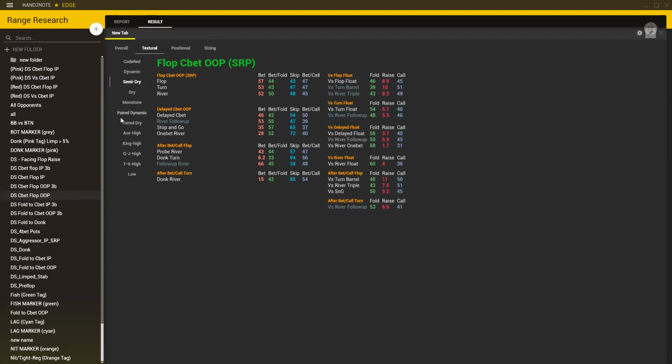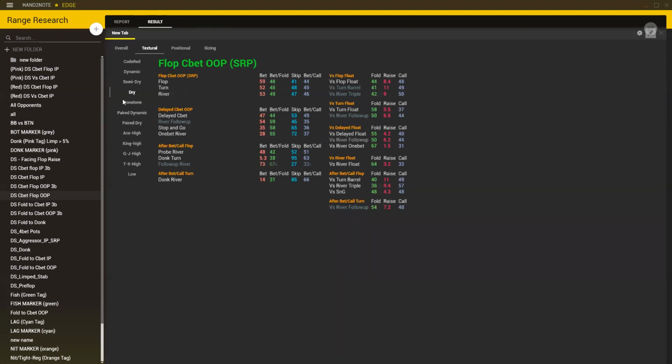Dynamic, similar kind of thing. Semi-dry, it's not good for the PFR, but specifically in turn float bet, that means that it's actually better for us. So if it's a flop that's good for the PFR and they don't barrel, then it turns into a situation that's good for us. Hopefully you can kind of see how that works.